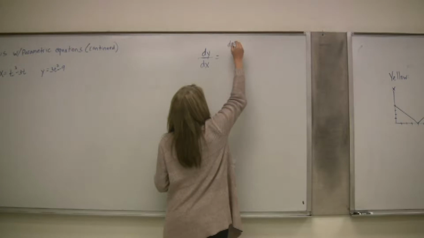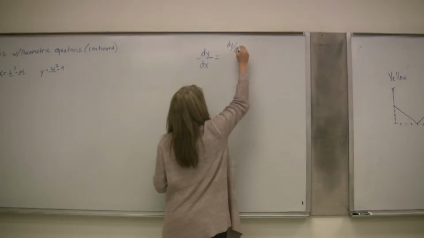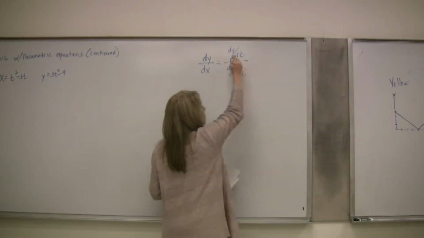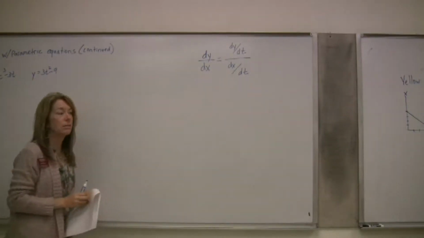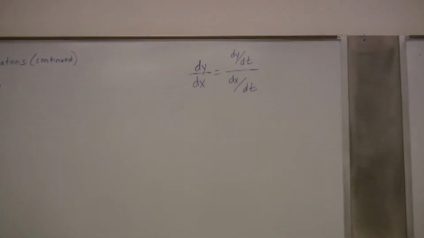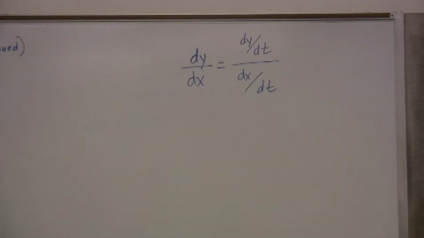dy over dt times dt over dx. You're close, except divided by. Oh, divided by, right, that's what you meant. Yeah, dy/dt divided by dx/dt. So you take the derivative of your y function over the derivative of your x function. Remember that? That was a couple days ago.